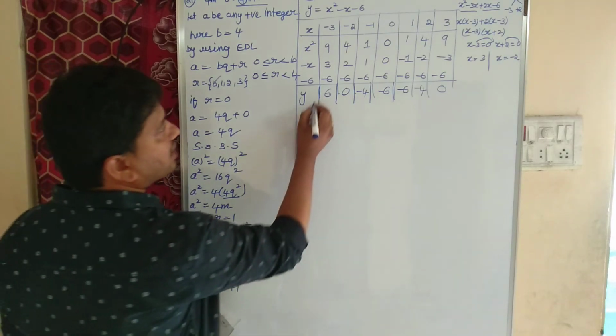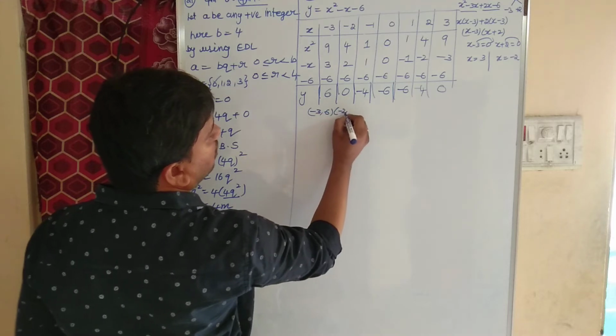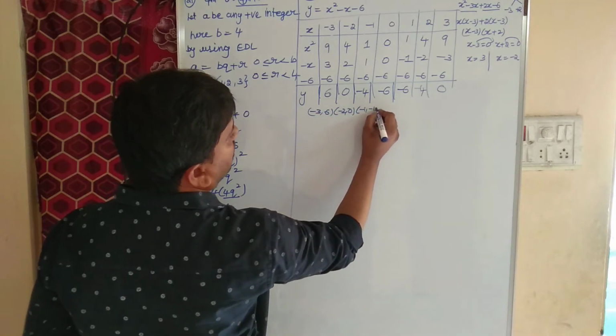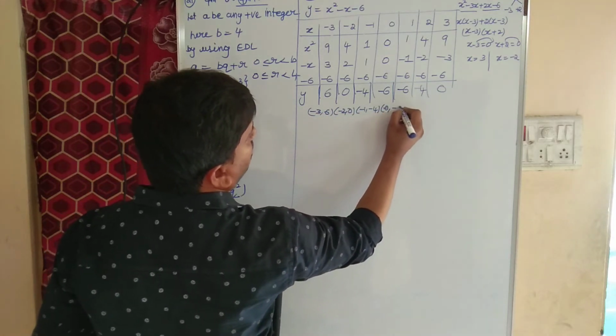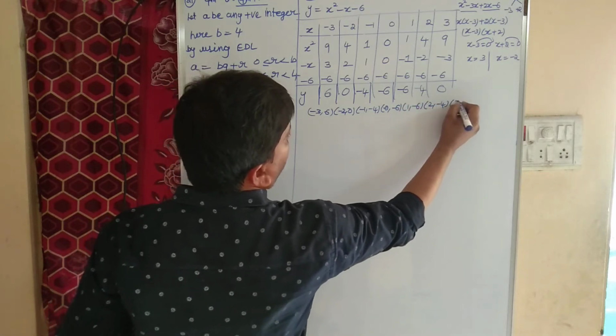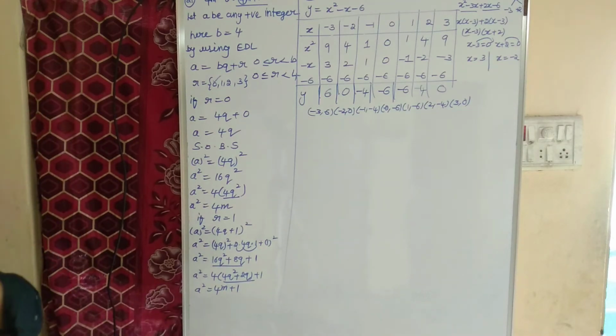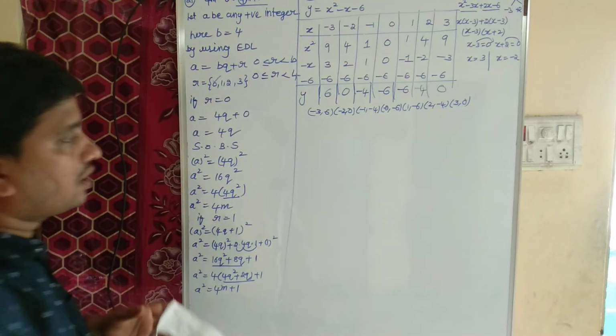So our coordinates are minus 3 comma 6, minus 2 comma 0, minus 1 comma minus 4, 0 comma minus 6, 1 comma minus 6, 2 comma minus 4, 3 comma 0. As we got the coordinates, let us plot the points on the graph.